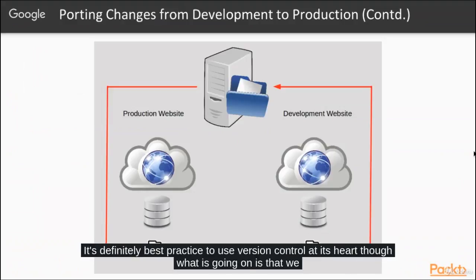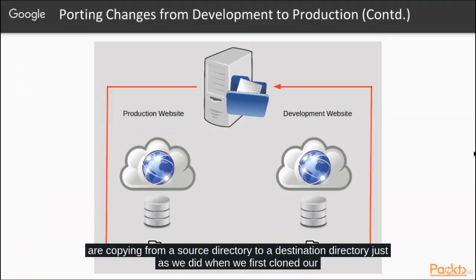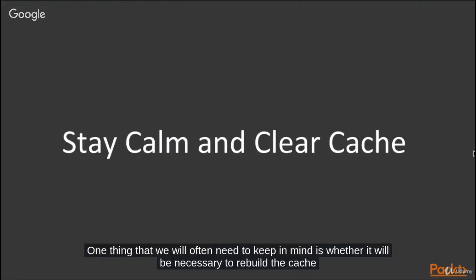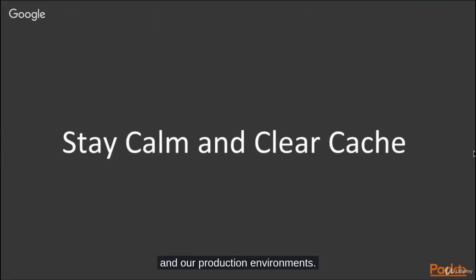It's definitely best practice to use version control. At its heart though, what is going on is that we are copying from a source directory to a destination directory, just as we did when we first cloned our production environment into our development environment. Only now we are doing it in the other direction. One thing that we will often need to keep in mind is whether it will be necessary to rebuild the cache in our production environment.